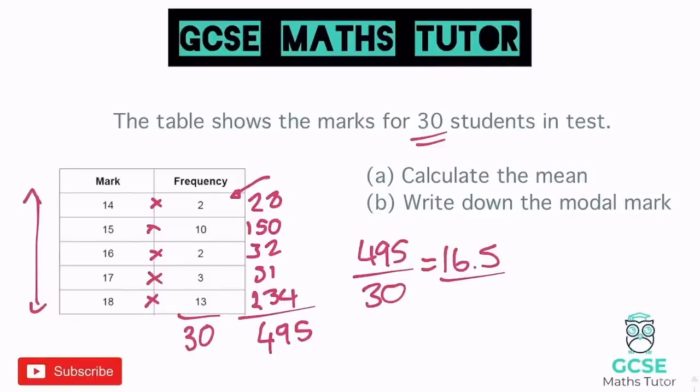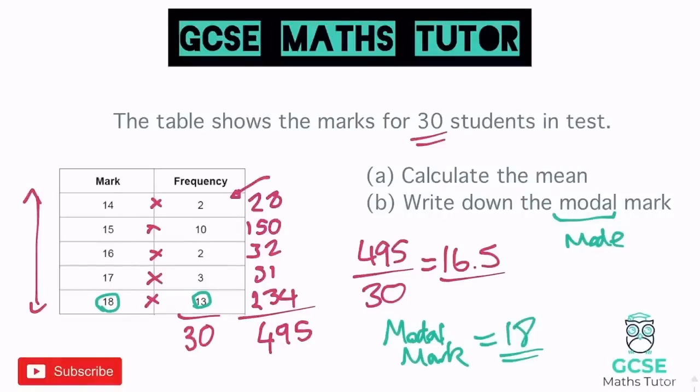Now part B says to find the modal mark. Now the modal mark just means the mode mark, okay, the one that's the most common. And if we have a look at our table here, the one that's the most common is this one down at 13, and that represents 18 as the modal mark. So the modal mark would be 18, okay, because 13 people got that, and that's the highest there in that frequency table, so 18.